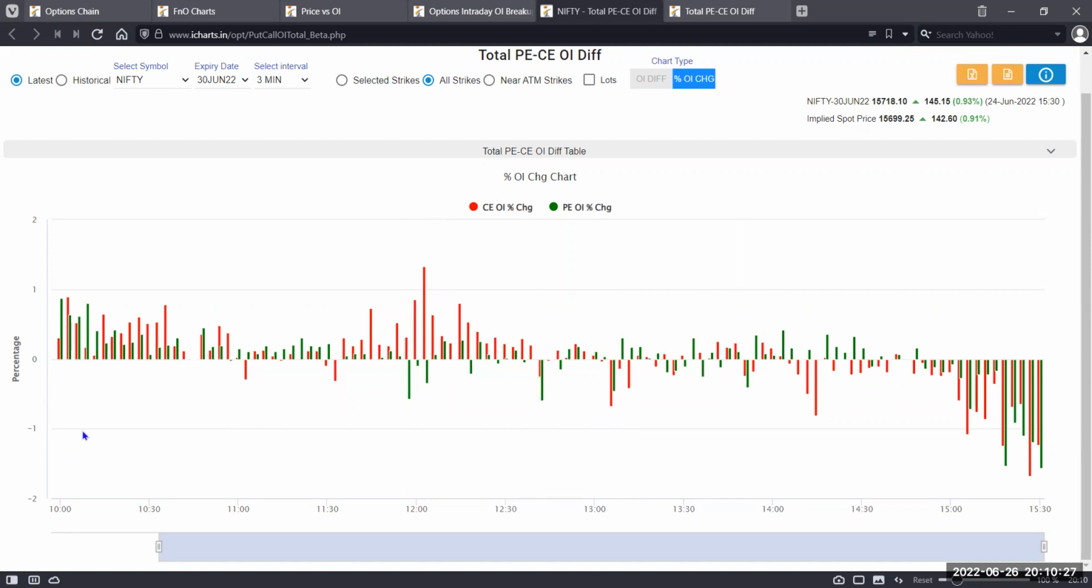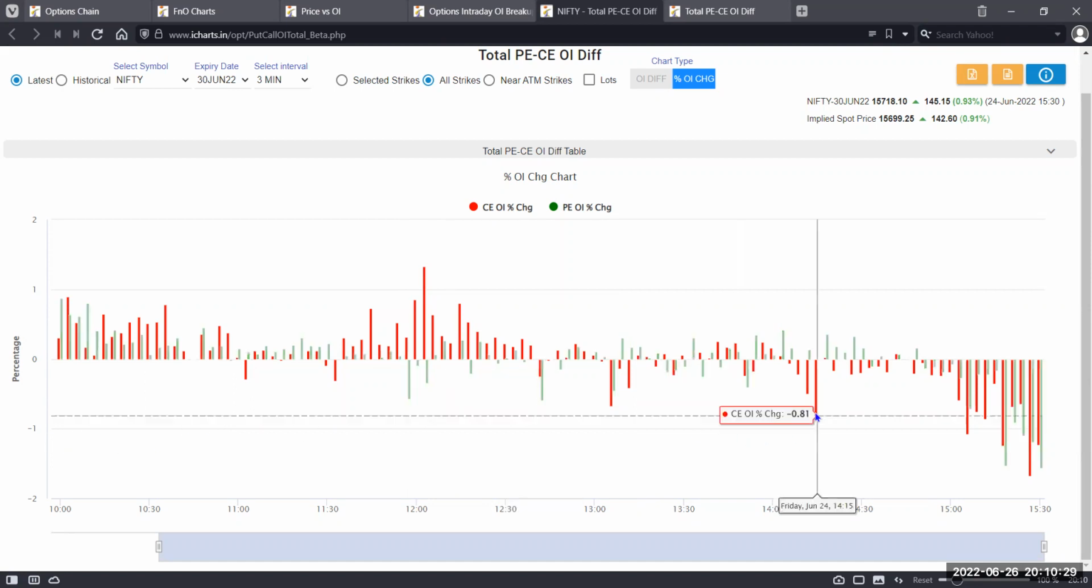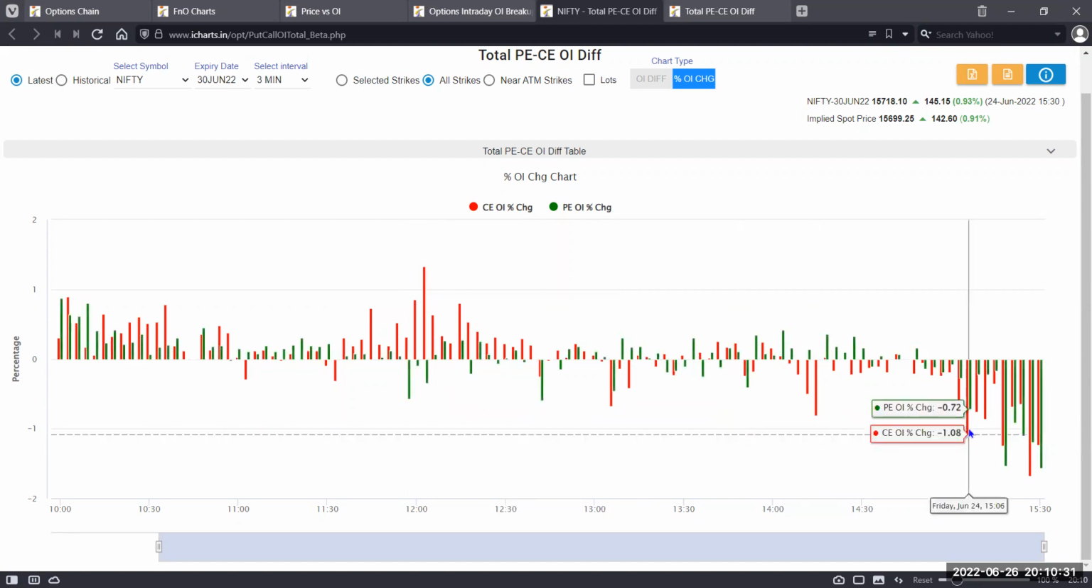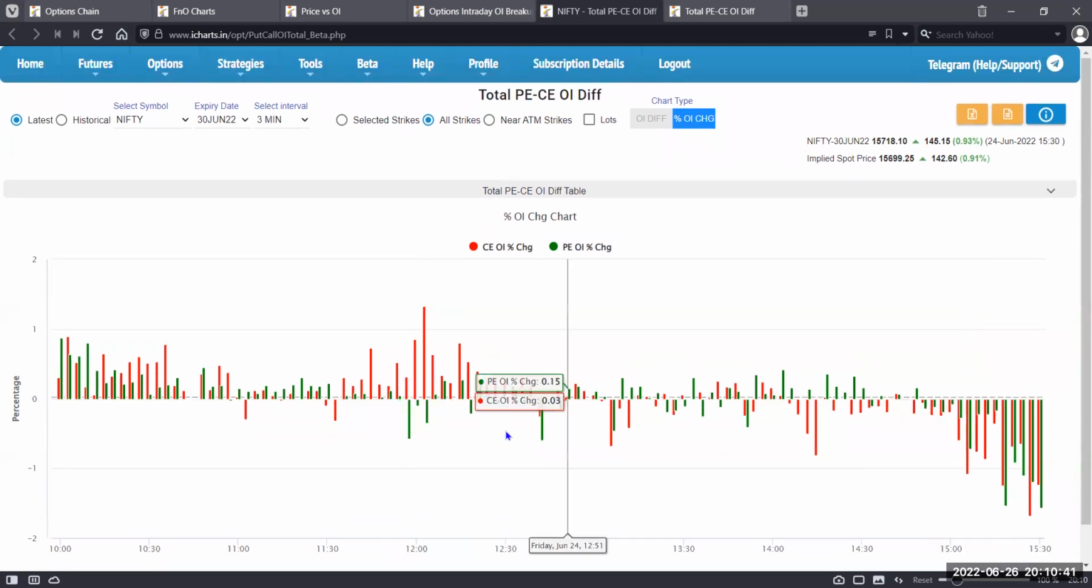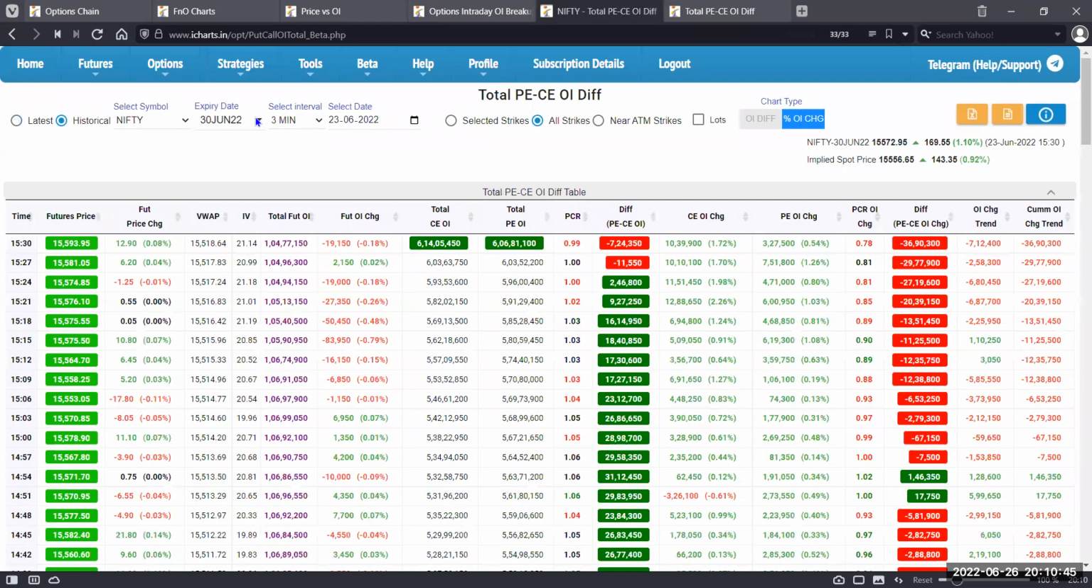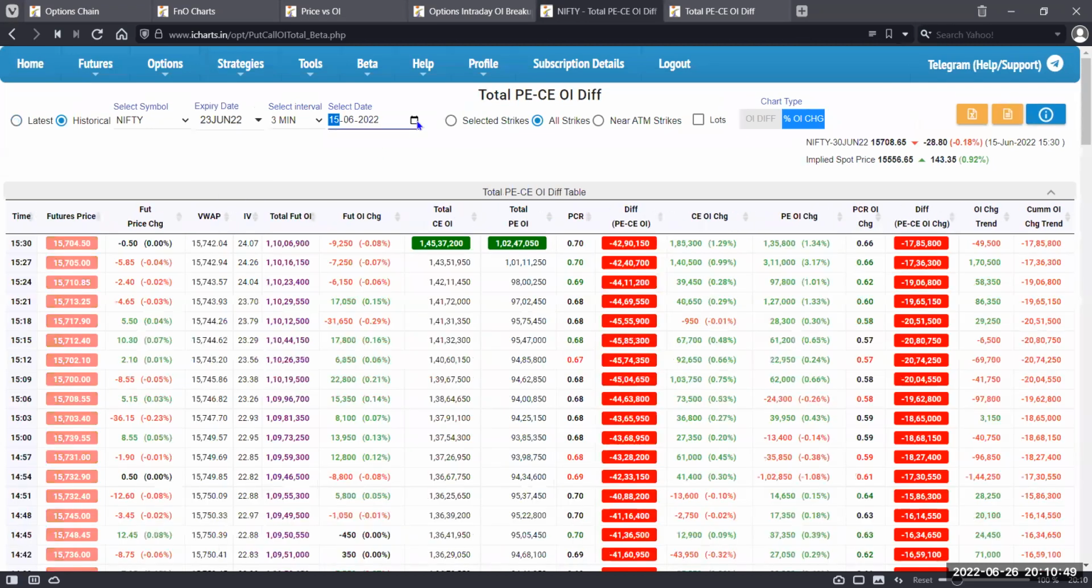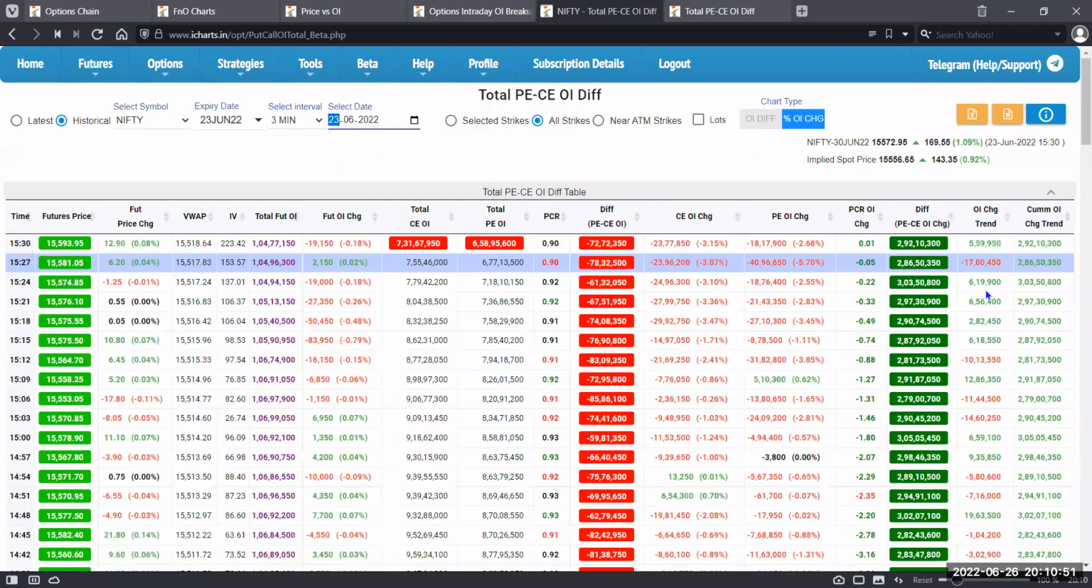So you see nothing. I mean, more than minus 1% is not there. The first one that happened was at 3.5. This is more like closing of positions for the day has started. So nothing much here. Let us go back a little bit into history. We'll see just the expiry day.